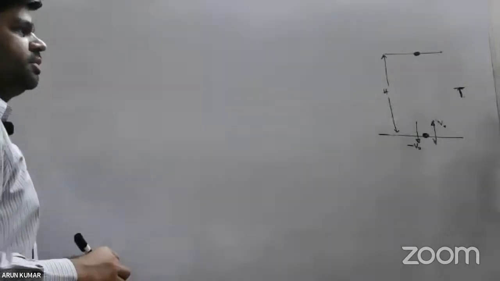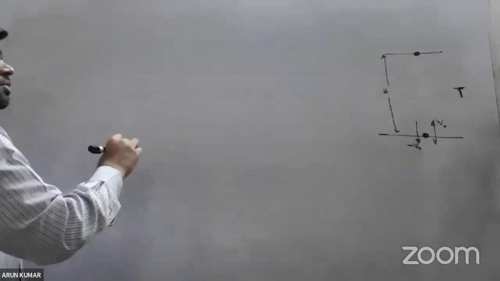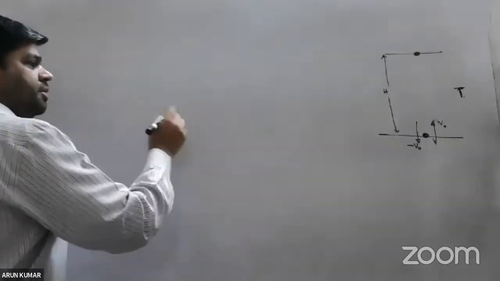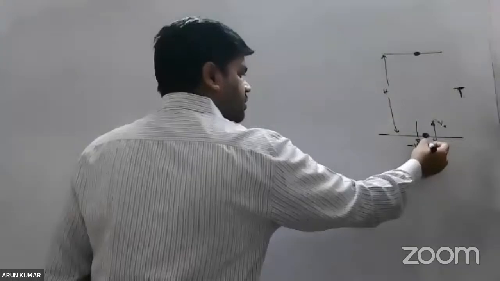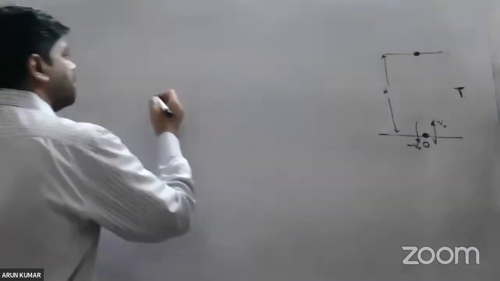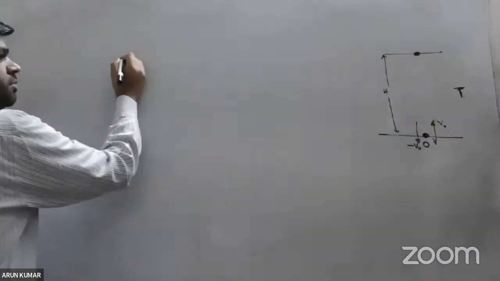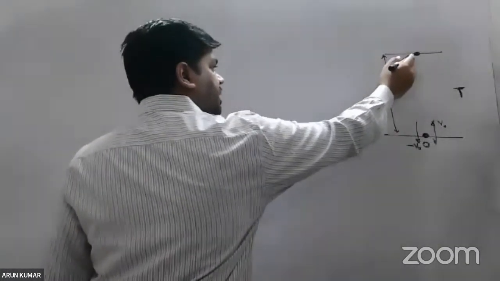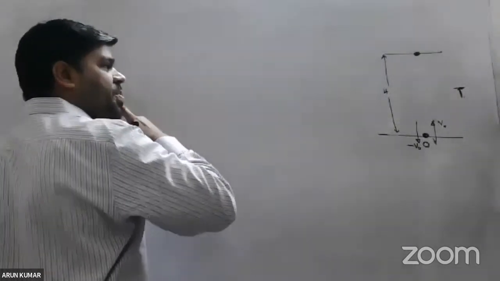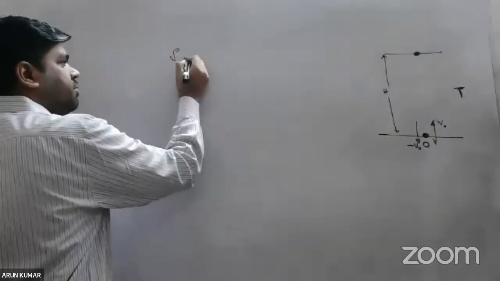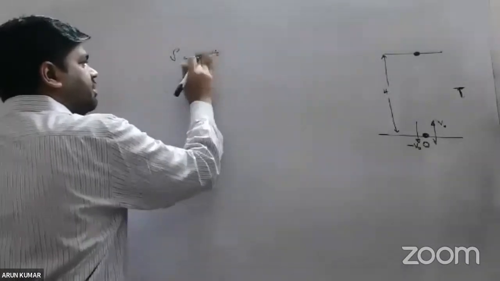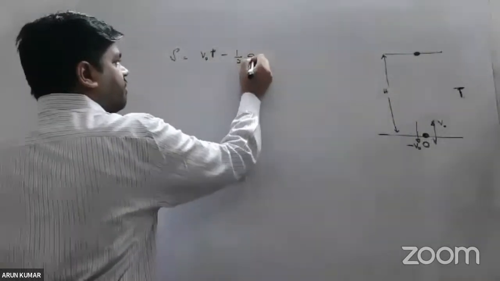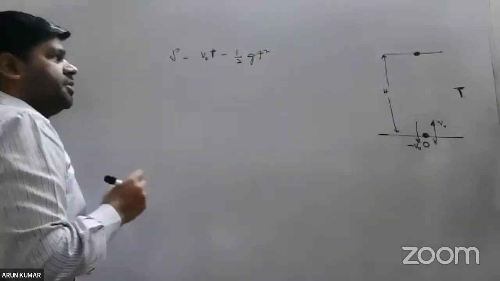How do I find h, students? If I take this as origin, origin to final, my velocity is becoming zero here. So if I write s is equal to v naught t plus half a t square, that is, v naught t minus half g t square. Is it big enough to read?